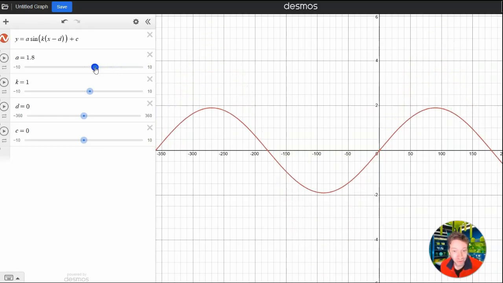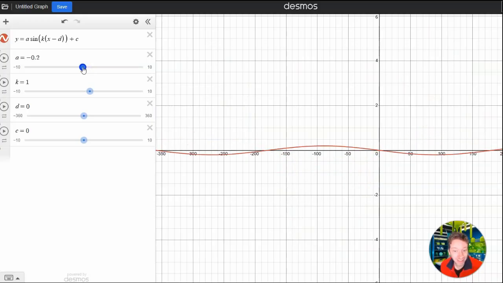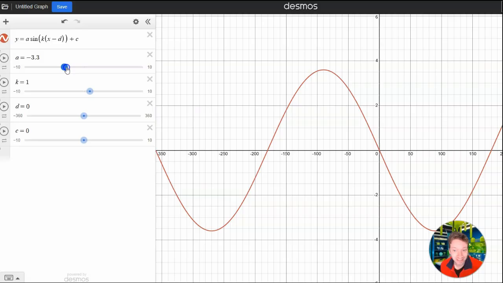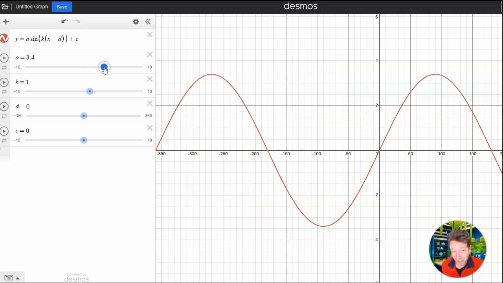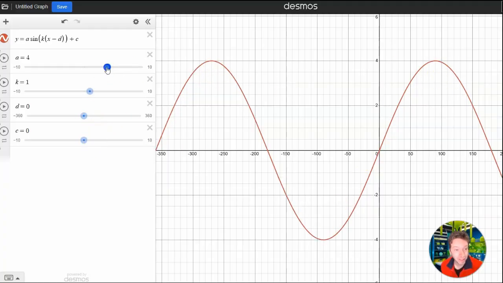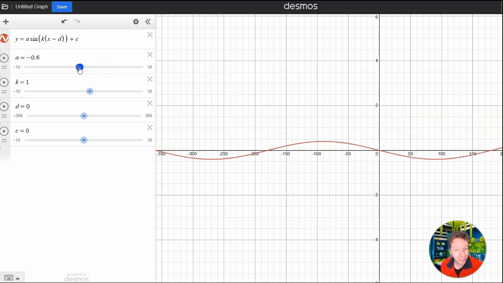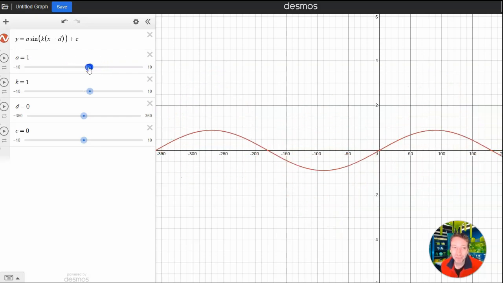We can also compress it vertically and reflect about the x-axis. However, what I want you to notice is the period, or the distance between successive crests or troughs, remains the same. So changing A changes the amplitude but keeps the period the same.